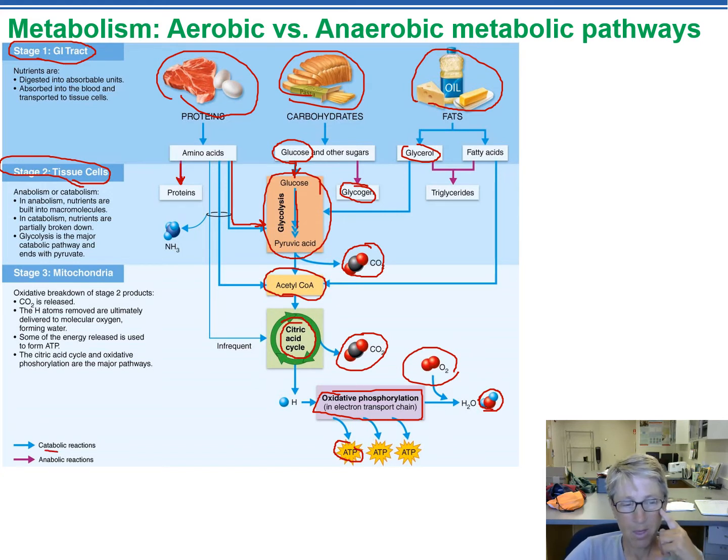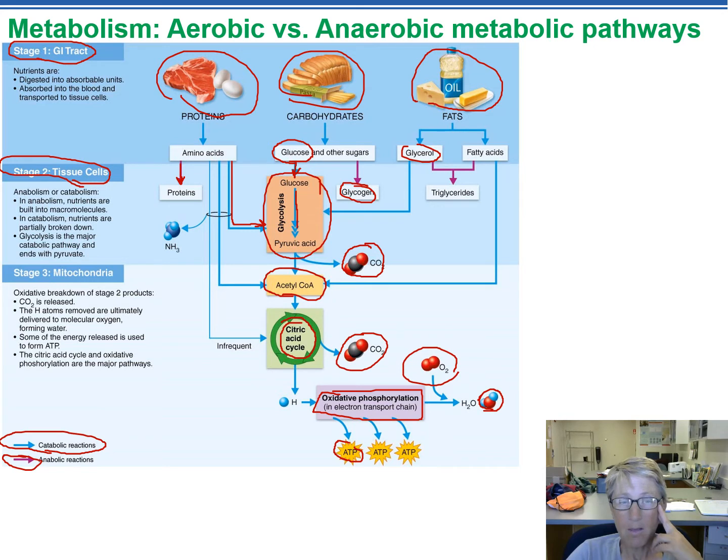In the key here, it says the blue arrows are catabolic reactions, so catabolism, that's where you break things down. The purple arrows are anabolic reactions, that's where you build things up. So for example, in our cartoon, when glucose is built into this glycogen molecule, that would be an anabolic reaction because you're building a molecule. When you take glycerol and fatty acids from fat and make triglycerides, you're building something. That's an anabolic reaction. When you take glucose and break it down, that's a catabolic reaction.